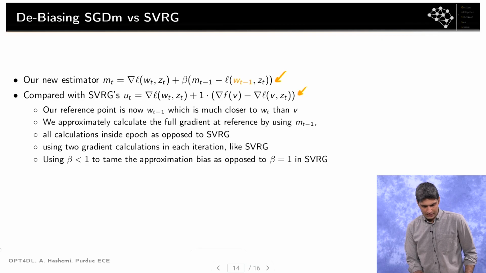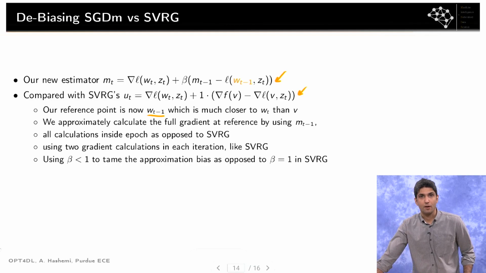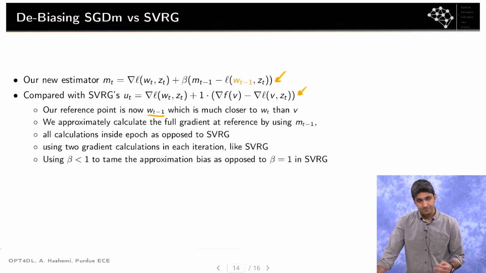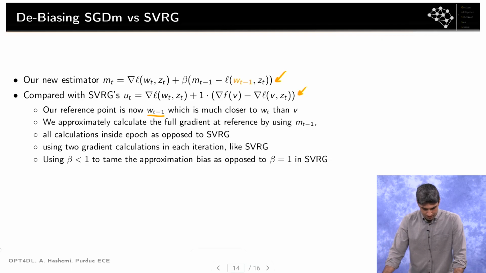First of all, we can interpret w_{t-1} as our new reference point, compared to v_e, something that we calculated at the beginning of the epoch. So the reference point is now much closer to the current solution w_t. Therefore, we should expect a more effective variance reduction compared to SVRG's estimator. So that's one benefit.